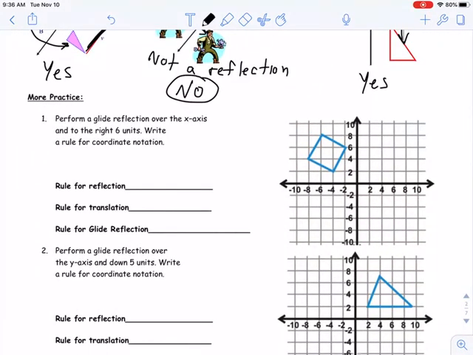Perform a glide reflection over the x-axis and then right 6 units. Write a rule in coordinate notation.